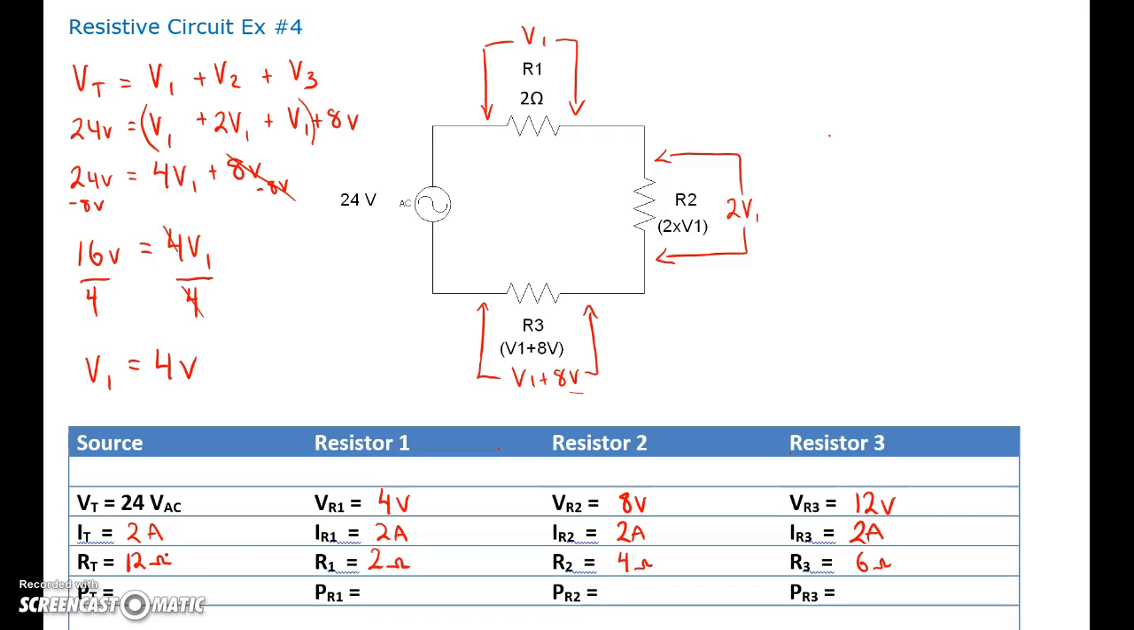Very nice. Last thing we need is the power. Remember, for these guys, I am just doing voltage times current. Let's keep it nice and simple. 12 volts times 2 amps is going to give me 24 watts. Here I got 16 watts. Here I got 8 watts. And here I should have 48. So let's just double check. 8 plus the 16 plus the 24. Yeah, that adds to give me 48 watts as the total.